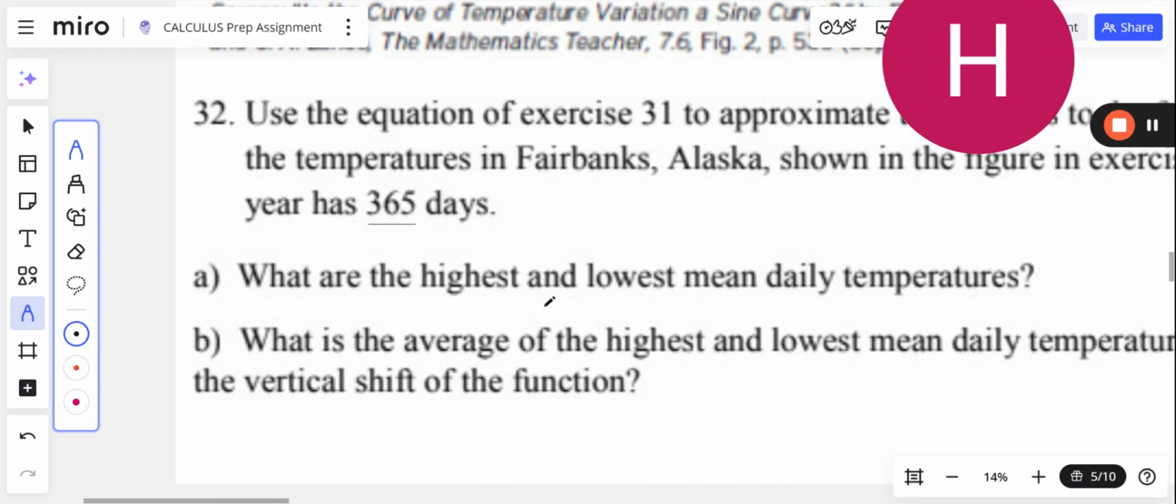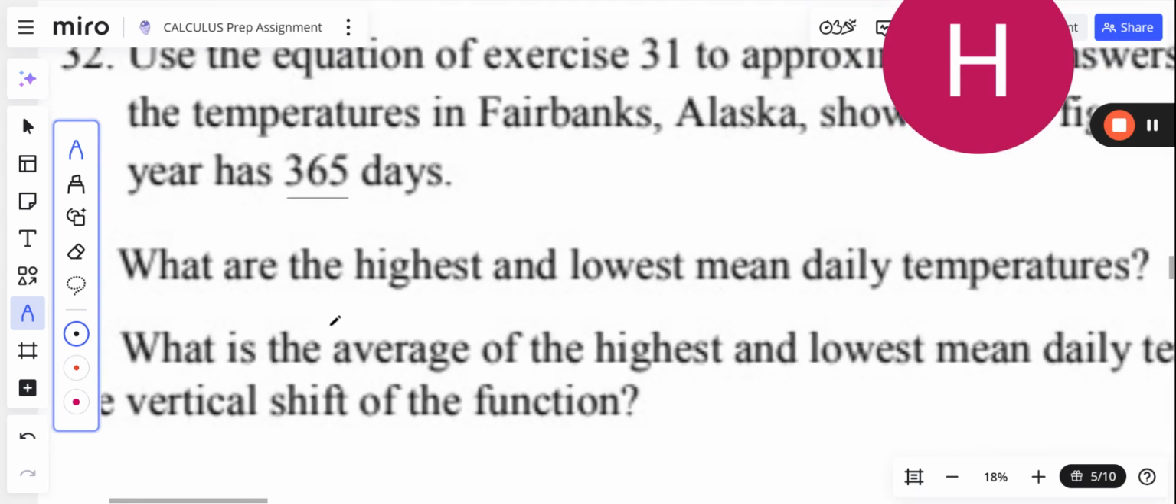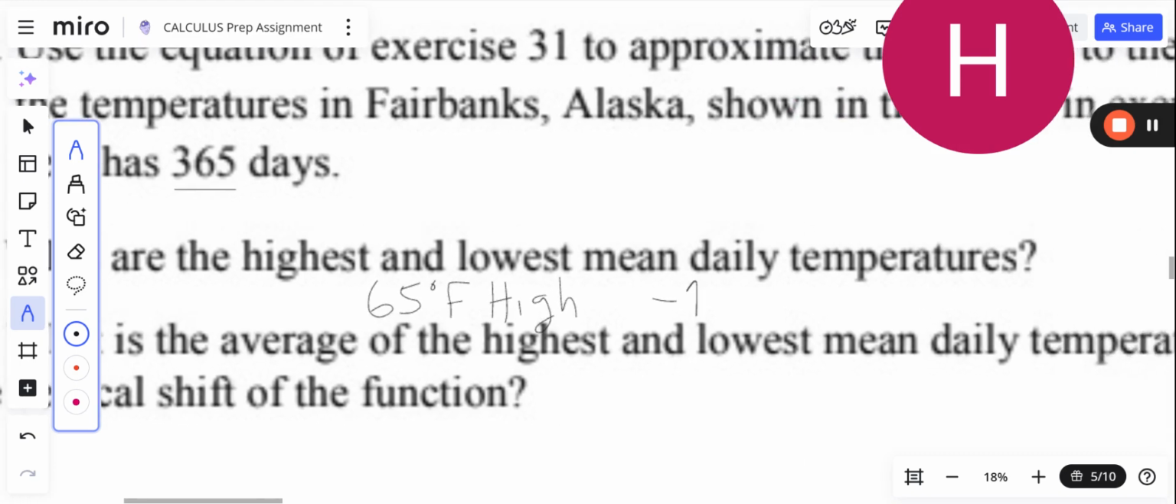What are the highest and lowest mean daily temperatures? Well, we already found those things by analyzing the function so that we could write the equation, right? So we know that the highest was approximately 65, and approximately -15 at the lowest.